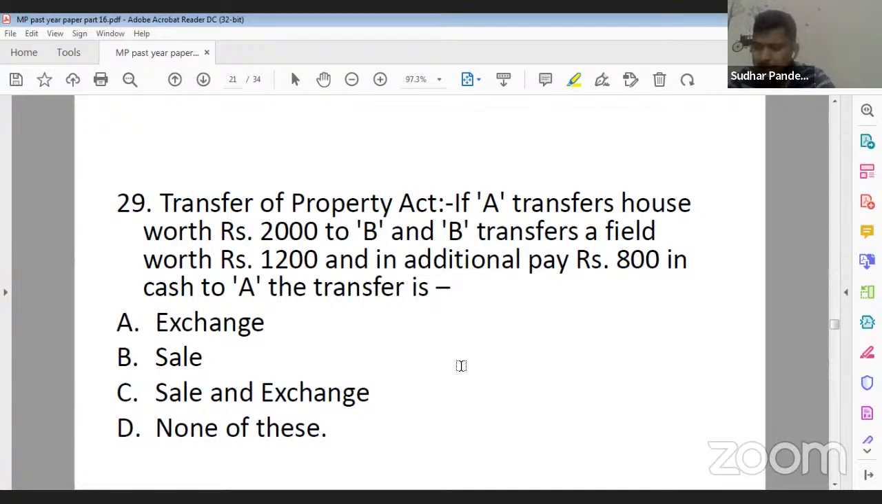Question number 28 ka, Ankita ji. B is the correct answer, not C. What should be the correct answer? Question number 29. Its correct answer is exchange. It is exchange. So question number 29, A for Ahmedabad is the correct answer.